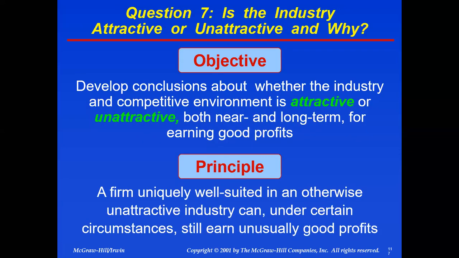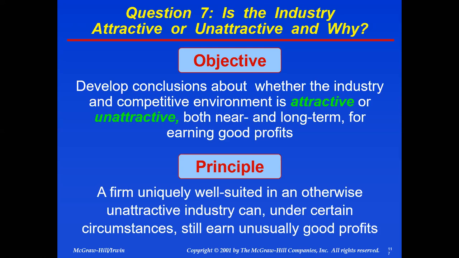After investigating the 6 questions in quest of developing the strategy, the 7th question is going to conclude the 6 questions. And the 7th question would be talking about industry attractiveness. It asks: is the industry attractive or unattractive, and why? The objective behind this discussion is to develop conclusions about whether the industry and competitive environment is attractive or unattractive, both near and long term, for earning good profits. So that is the main objective behind question number 7.